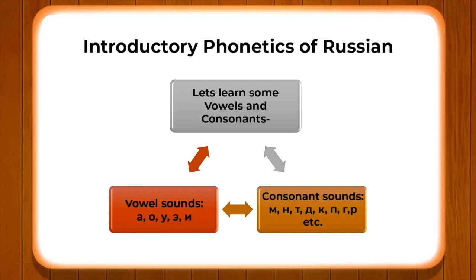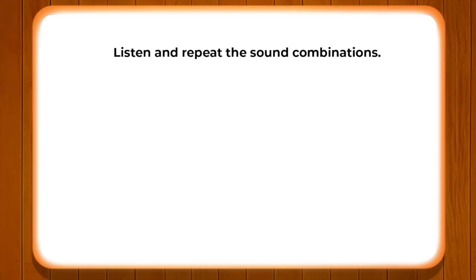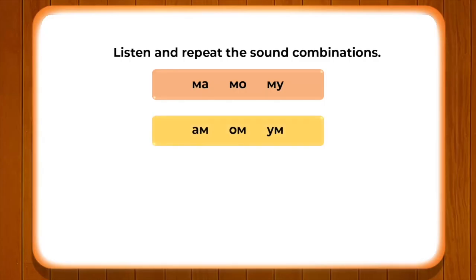Now, you will see how these different sounds change. Let us go ahead and understand them with a combination. We are going to have combinations of vowels and consonants together. So, please listen and repeat the sound combinations after me. Ma, mo, mu, am, om.